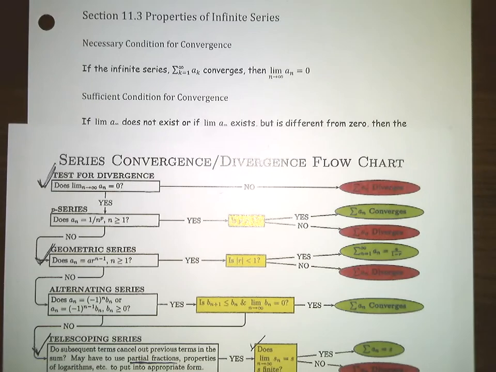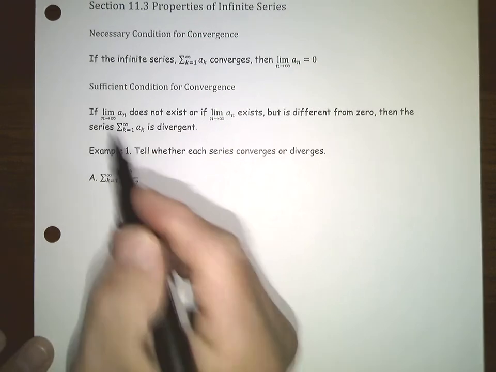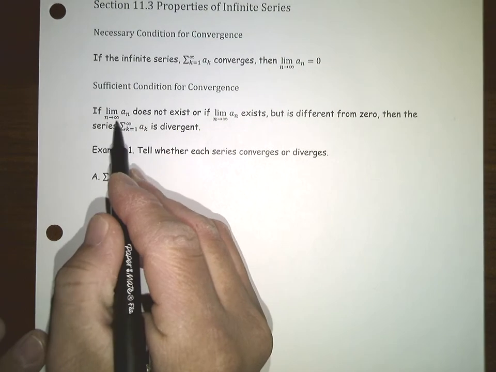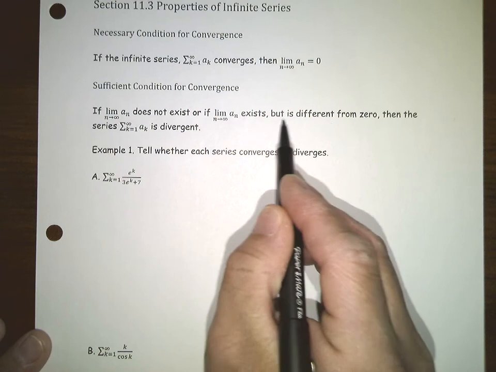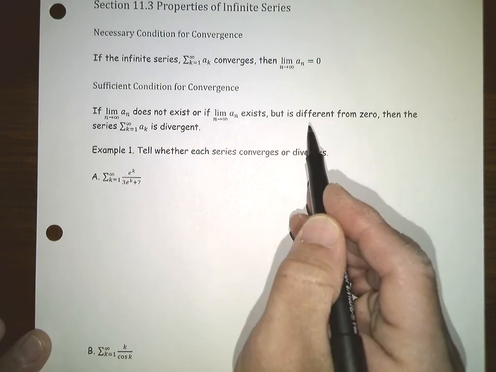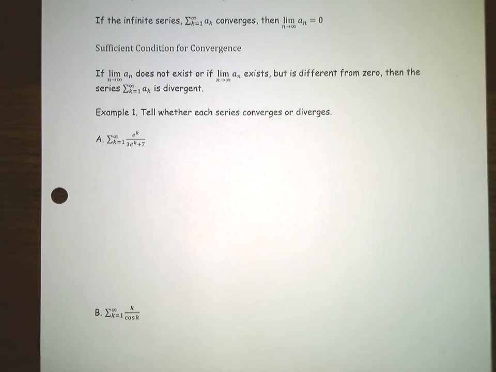All right, so then the sufficient condition for divergence: if the limit as n goes to infinity of a_n does not exist, or if the limit exists but is different from 0, then the series is divergent. So tell whether each series converges or diverges.